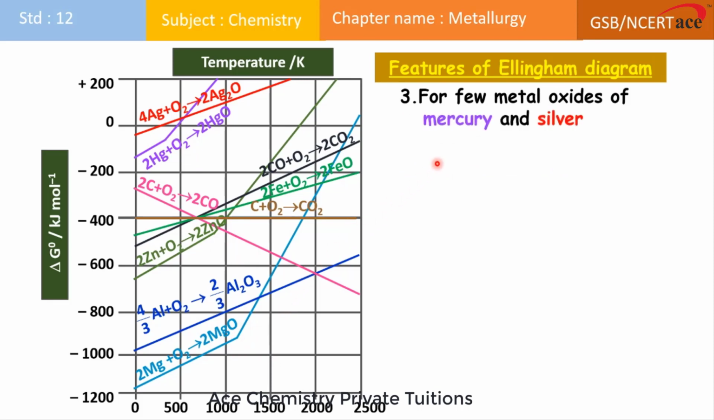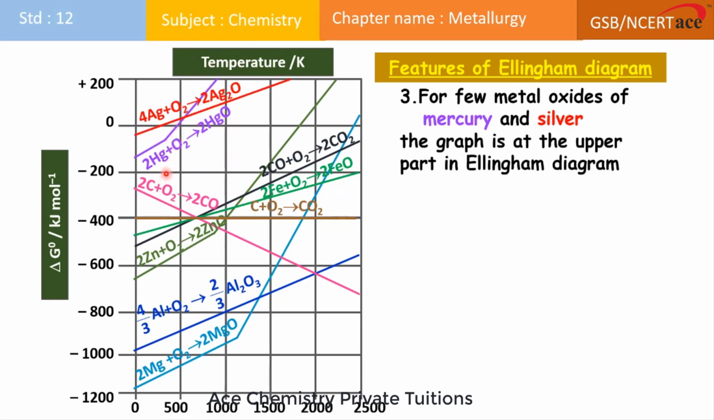Next point: for a few metal oxides like mercury and silver, students, if you see, the delta G naught value is at the uppermost part, and the value of delta G naught is positive. That clearly indicates these oxides are highly unstable at higher temperature. It means if you increase the temperature, they start decomposing. So the reduction of silver oxide and mercuric oxide can be done thermally.